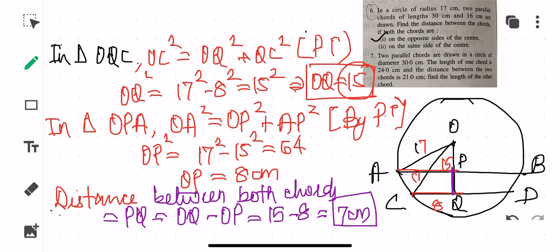So you can see, children, that the question is the same, but for the two different cases we are getting different answers. Alright, so this is the way this particular sum has to be done.